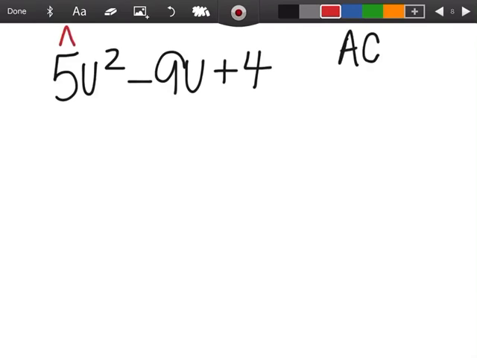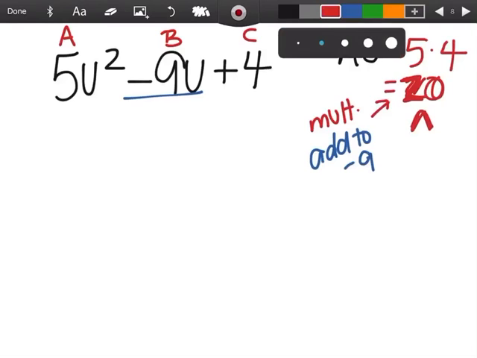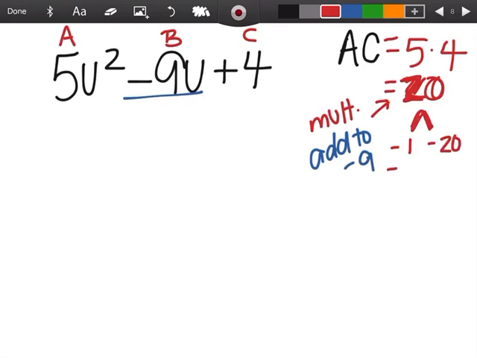But I'm going to do the AC method, which is I'm going to label the number in front of the squared term A, this B, this C. It's the same as with your quadratic formula. So I'm going to take A times C, which in this case is 5 times 4. And obviously that's 20, or maybe not so obviously, but it is 20. So I'm looking for two numbers that multiply to be 20 that add up to be negative 9. So multiply to be positive 20, add to negative 9.